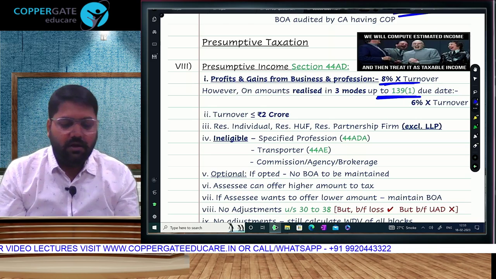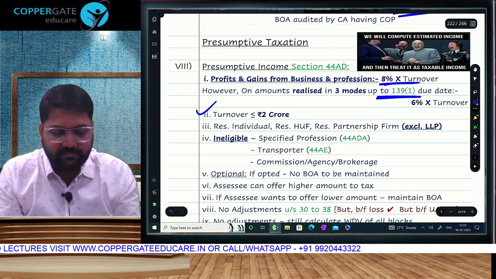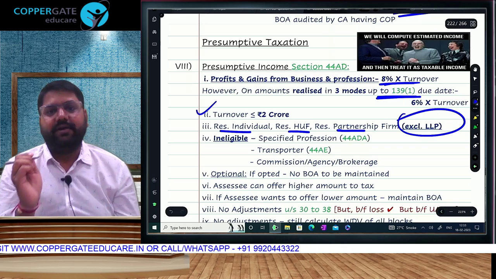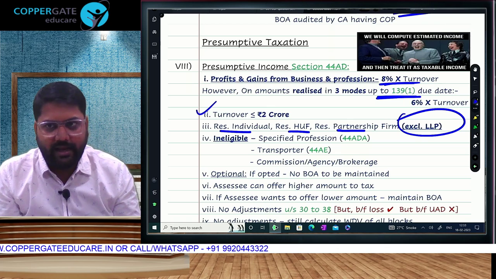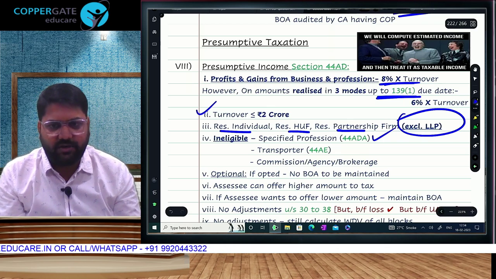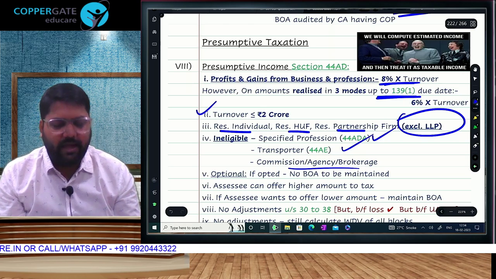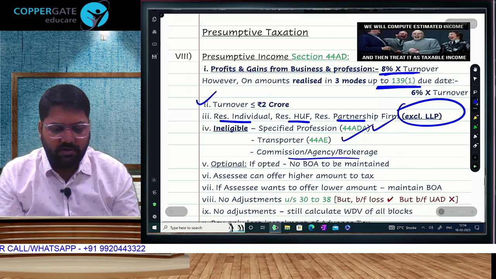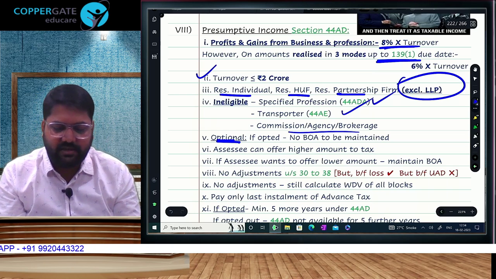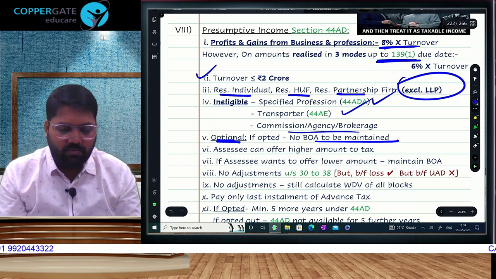Only if your turnover is up to rupees 2 crore, only for resident individual, resident HUF, resident firm, and one difference between firm and LLP, that LLP does not get presumptive. Specified profession disqualified because they have 44ADA, a transporter has 44AE, and people in commission agency and brokerage also, business also disqualified. It is obviously optional, presumptive cannot be compulsory. If opted, then no need to maintain any books of account.